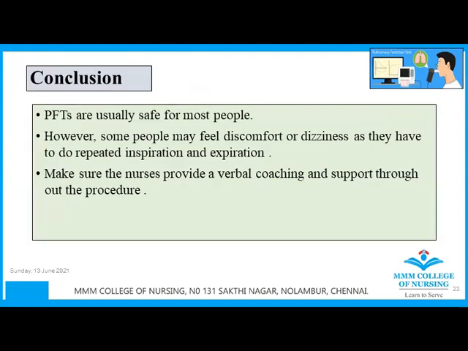To conclude, PFTs are usually safe for most people. However, some people may feel discomfort or dizziness as they have to do repeated inspiration and expiration. Make sure that the nurses provide verbal coaching and support throughout the procedure.